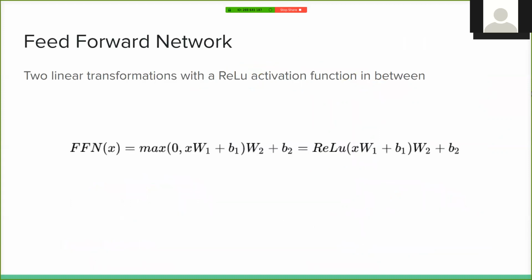Then we also have some feed-forward networks in the model, which are nothing particular. It's just 2 linear transformations with a ReLU activation function in between.